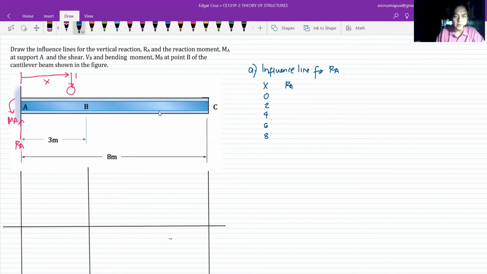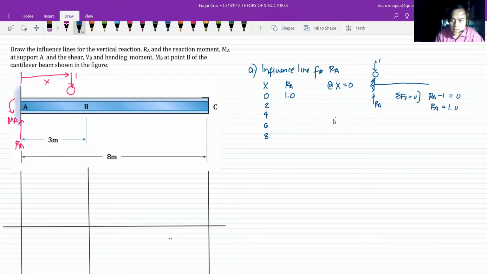So at X equals 0, that means the unit load is at point A. What would be the reaction at A there? Right? When we place the unit load at support A, at X equals 0, therefore the reaction at A would be equal to 1. Here is the unit load, and here is RA. If we sum forces vertical equal to 0, that means RA minus 1 equals 0. Therefore, RA is equal to 1.